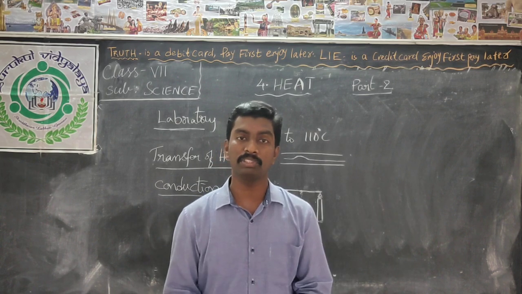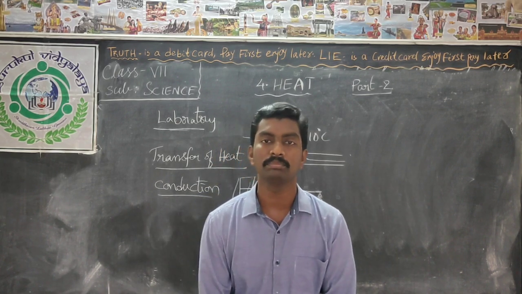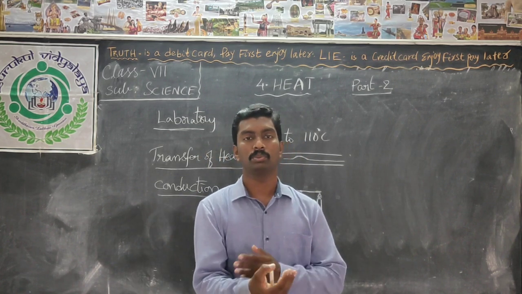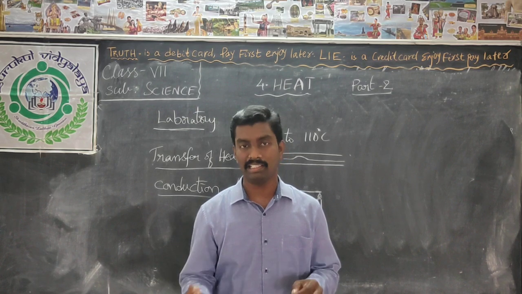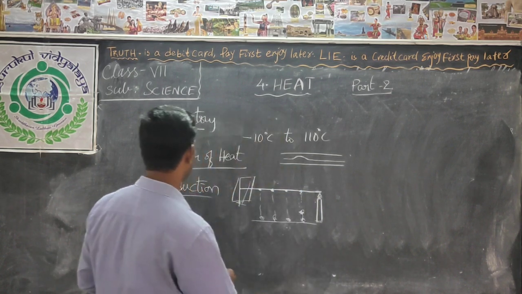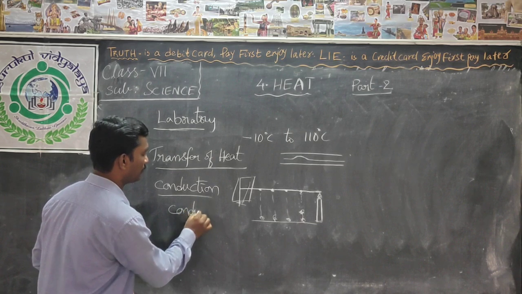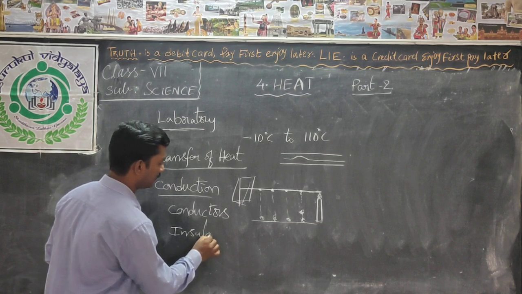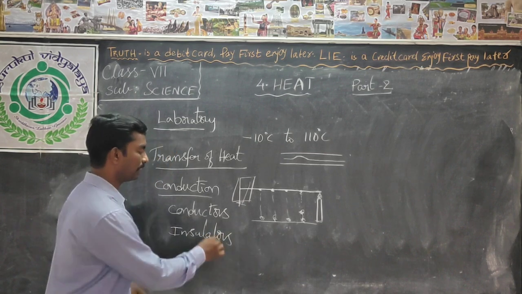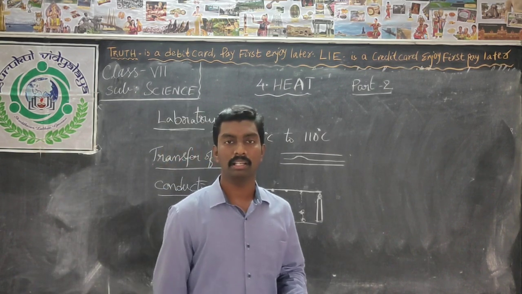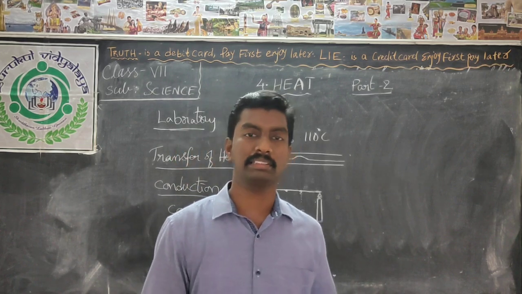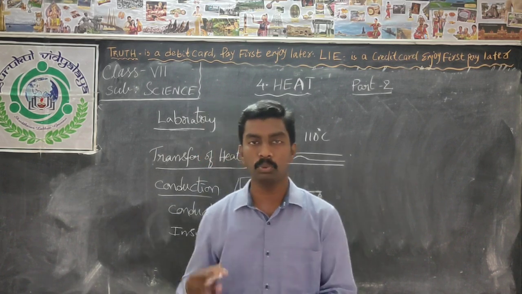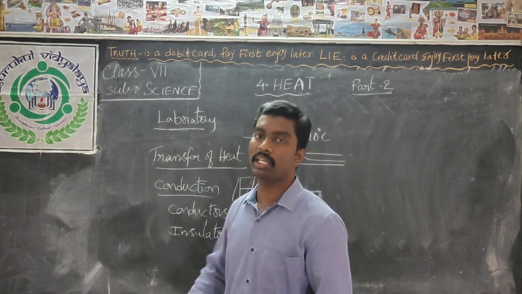Then what about the materials which do not allow the heat to pass through them? The materials which do not allow heat to pass through them are called non-conductors, or another name is insulators. Just now we discussed conductors, and the next one is insulators. What are the examples for insulators? Wood and plastic. These are poor conductors. The poor conductors are generally called insulators.